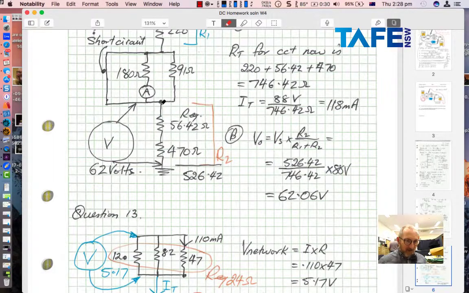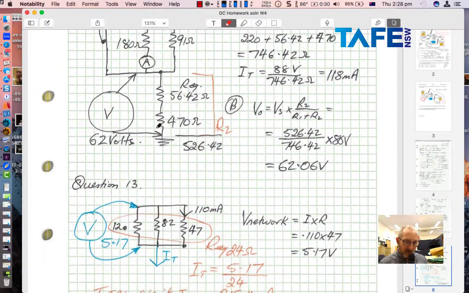So if I'd read that question correctly, we just had a word from our sponsor there, I would have had the current travelling down through all of those, and V equals IR. I could have multiplied that current times the 56.42 ohm resistor, and that would have given me the voltage across that one resistor.